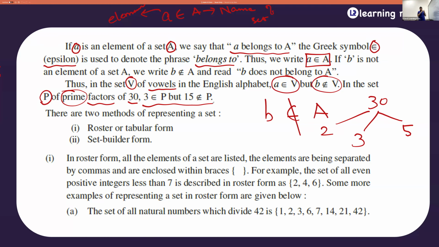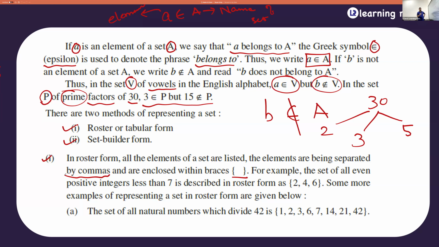So keeping this in mind, what is the format that we need to follow as per the rules given to us? What are the two formats? One is called the roster form, or tabular form. The next one is called the set builder form, where you write some condition. In the roster form, how do you write it? All the elements of the set are represented within flower brackets, also called braces. The elements are separated by commas, and they're enclosed within these braces.